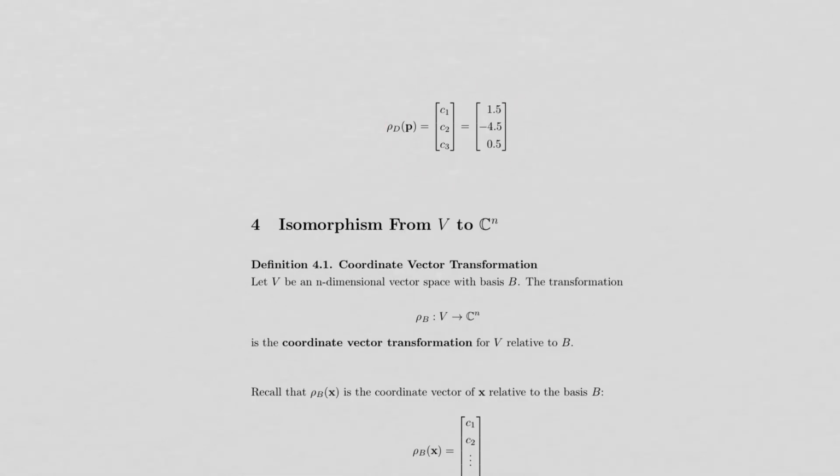Write the augmented matrix, reduce it, and I can see, because I get the 3 by 3 identity here, I get a unique solution here. C1 is 1.5, C2 is minus 4.5, and C3 is 0.5. So here's my coordinate vector for P relative to the basis D.